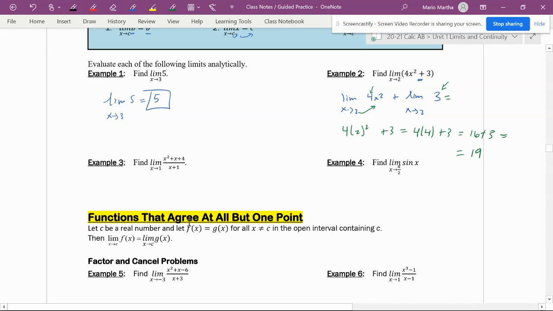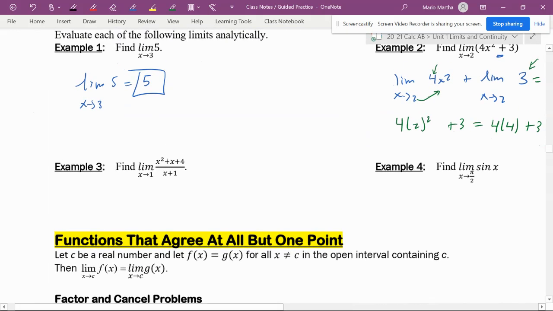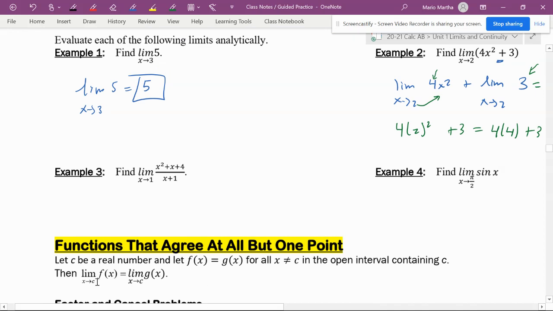On the next example, we're looking again at the limit as x approaches 1 of x squared plus 4, and then everything over x plus 1. So again, we want to make sure that if we can plug everything in without having any problem, then we can go ahead and do so. So this is equal to, again, we have a quotient, so we can use a quotient rule to split these up. So the limit as x approaches 1 of x squared plus x plus 4, and then divided by the limit as x approaches 1 of x plus 1.